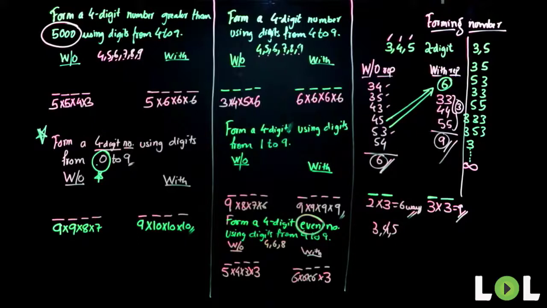I can fill it in 3 different ways, either using a 4 or a 6 or a 8. Now, among those 6 numbers, I've used up 1 number. So, how many numbers will I be left out with, Sri Lakshmi? Answer in the chat. I'll be left out with 5 numbers.